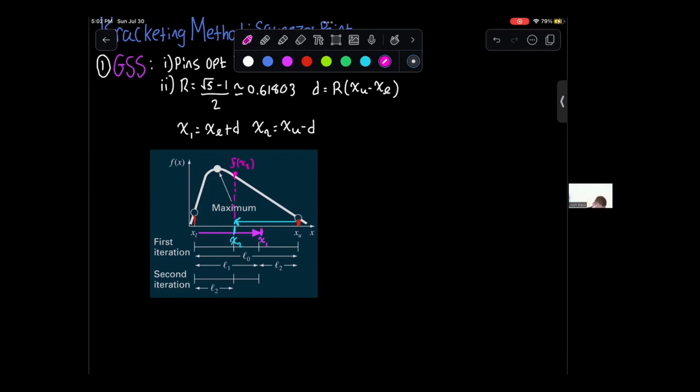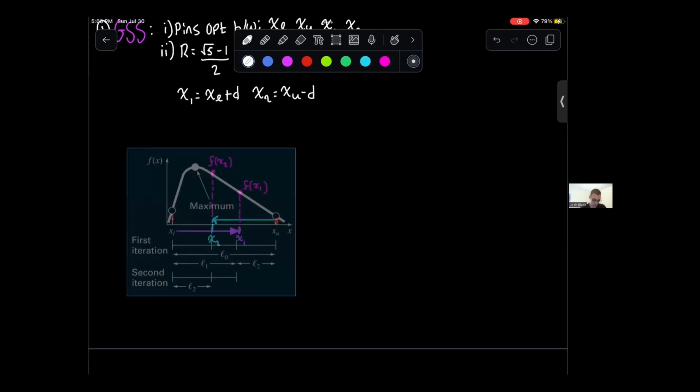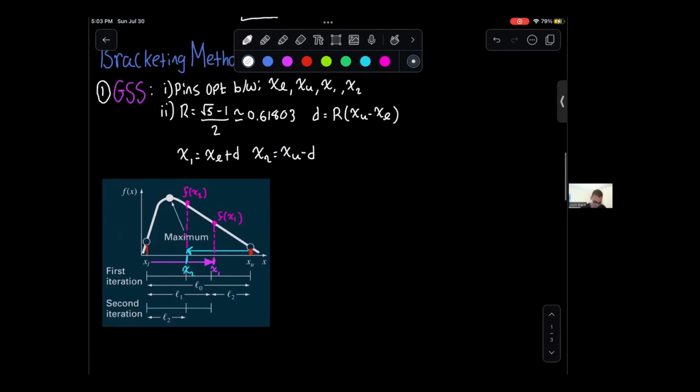Now, both of these points have a specific F value: F of X2 and F of X1. Now, these F values decide what changes in our method, and I'll show you what I mean. The criteria that I'm about to say are specific for finding the maximum of a function.